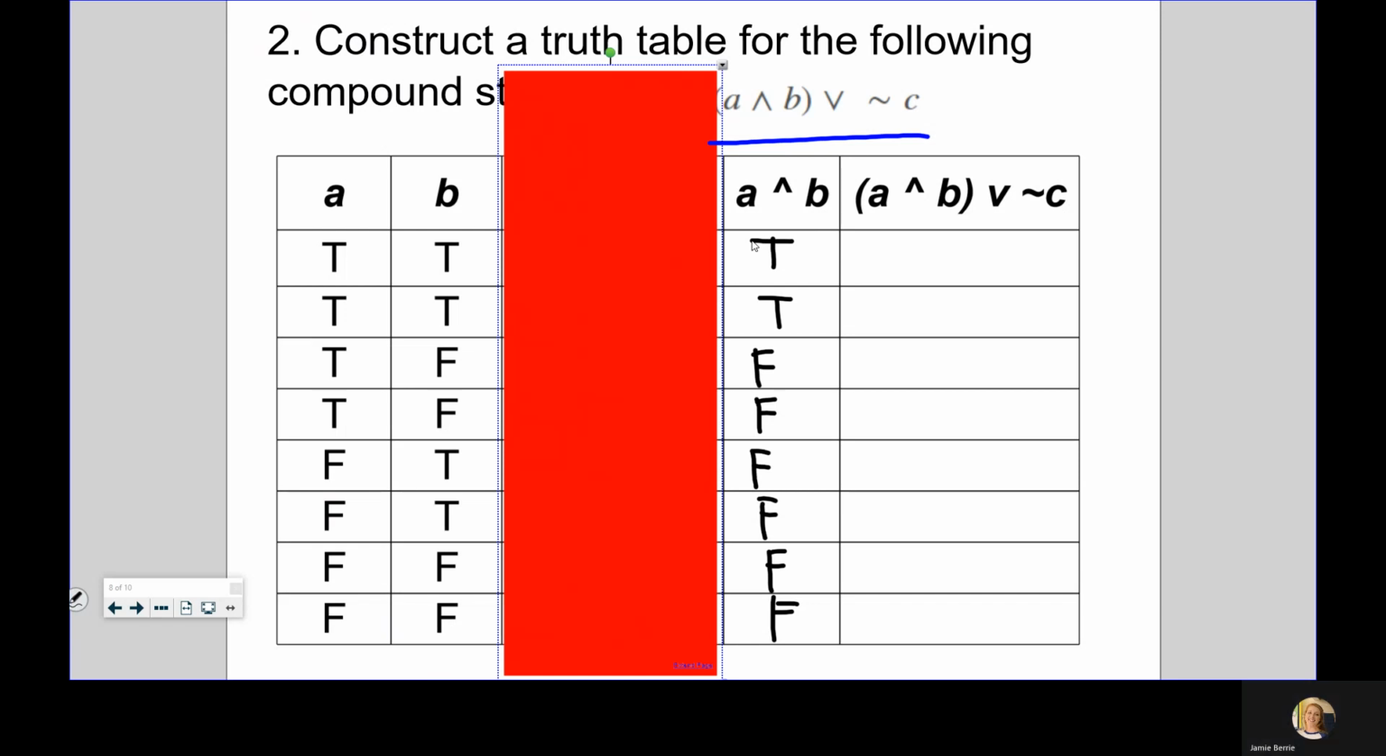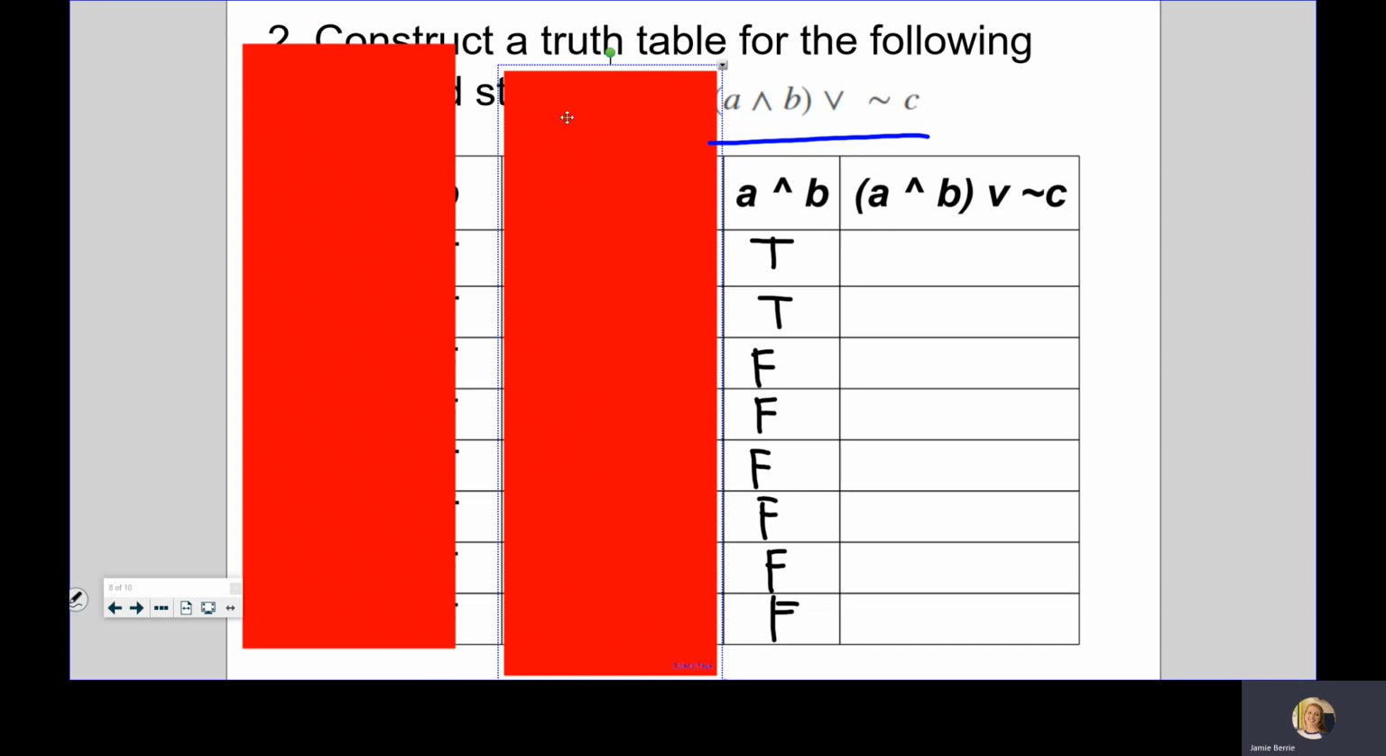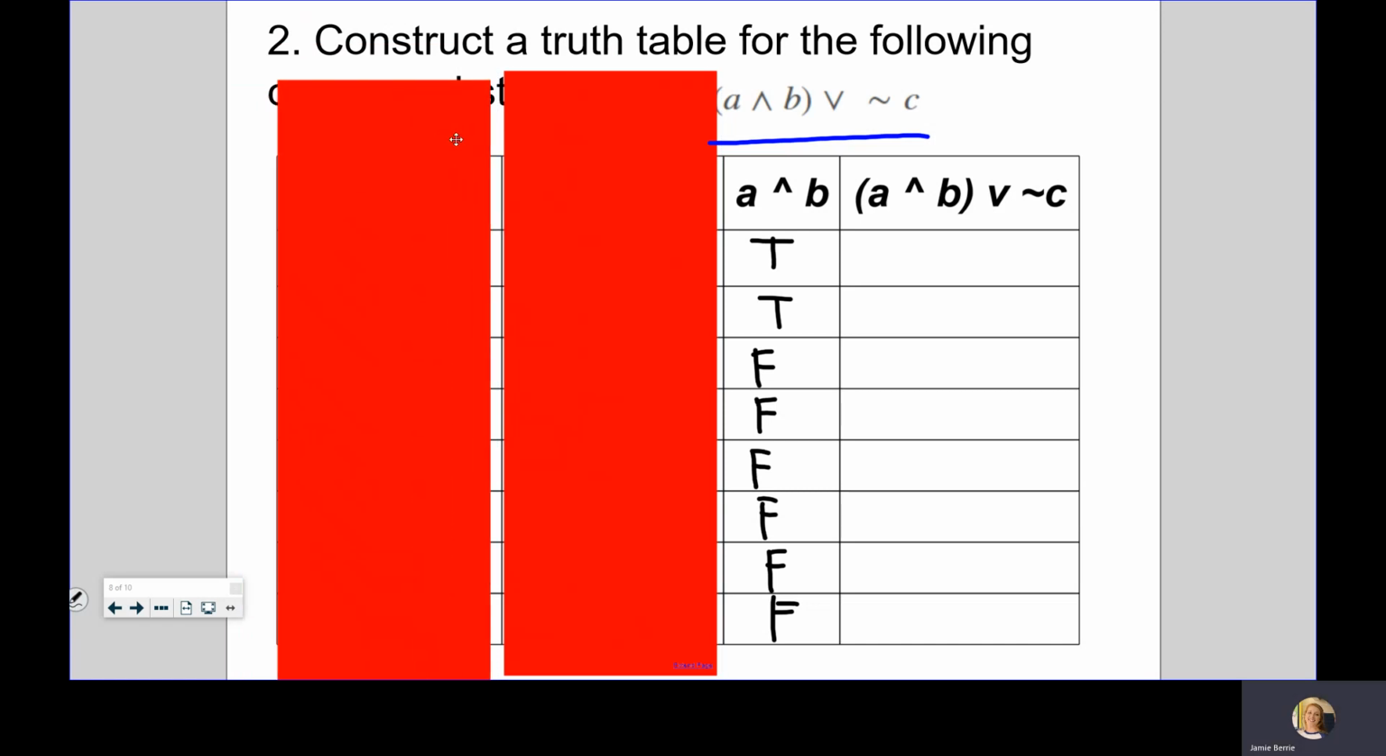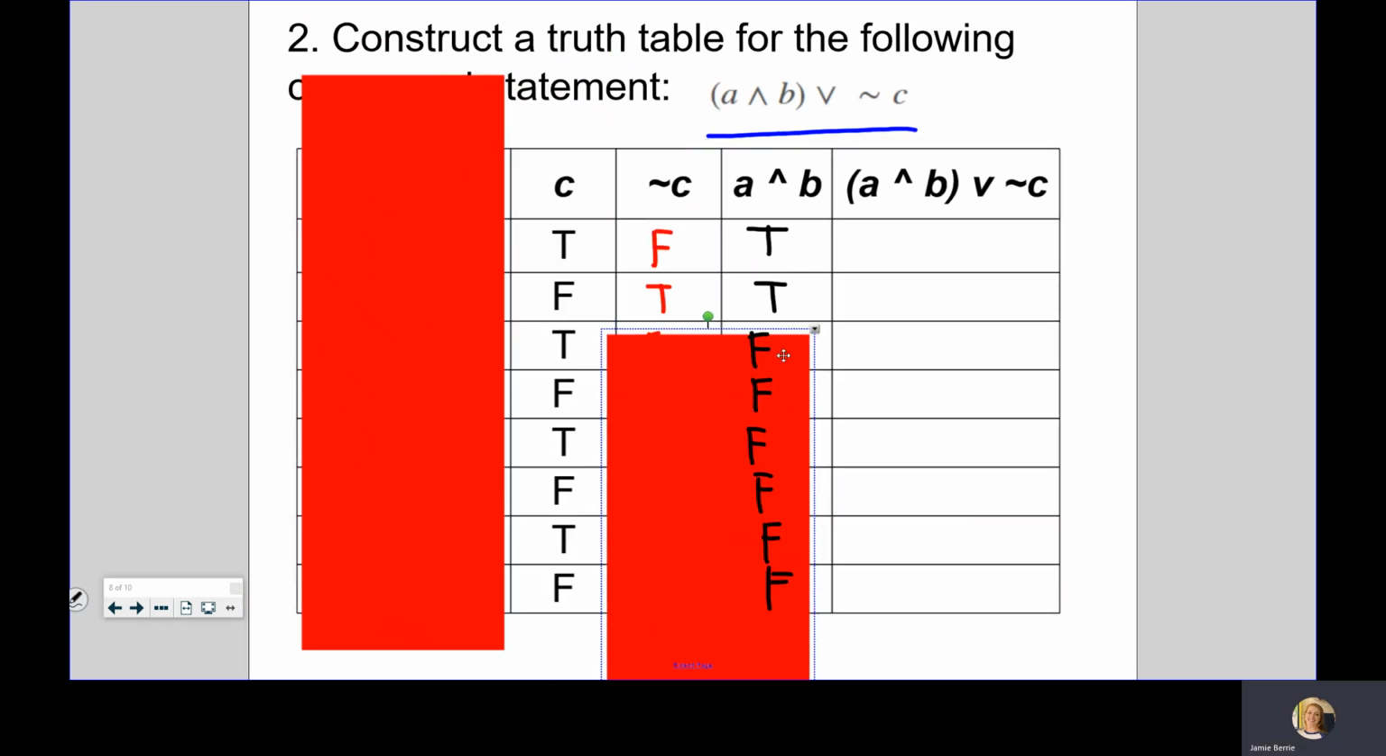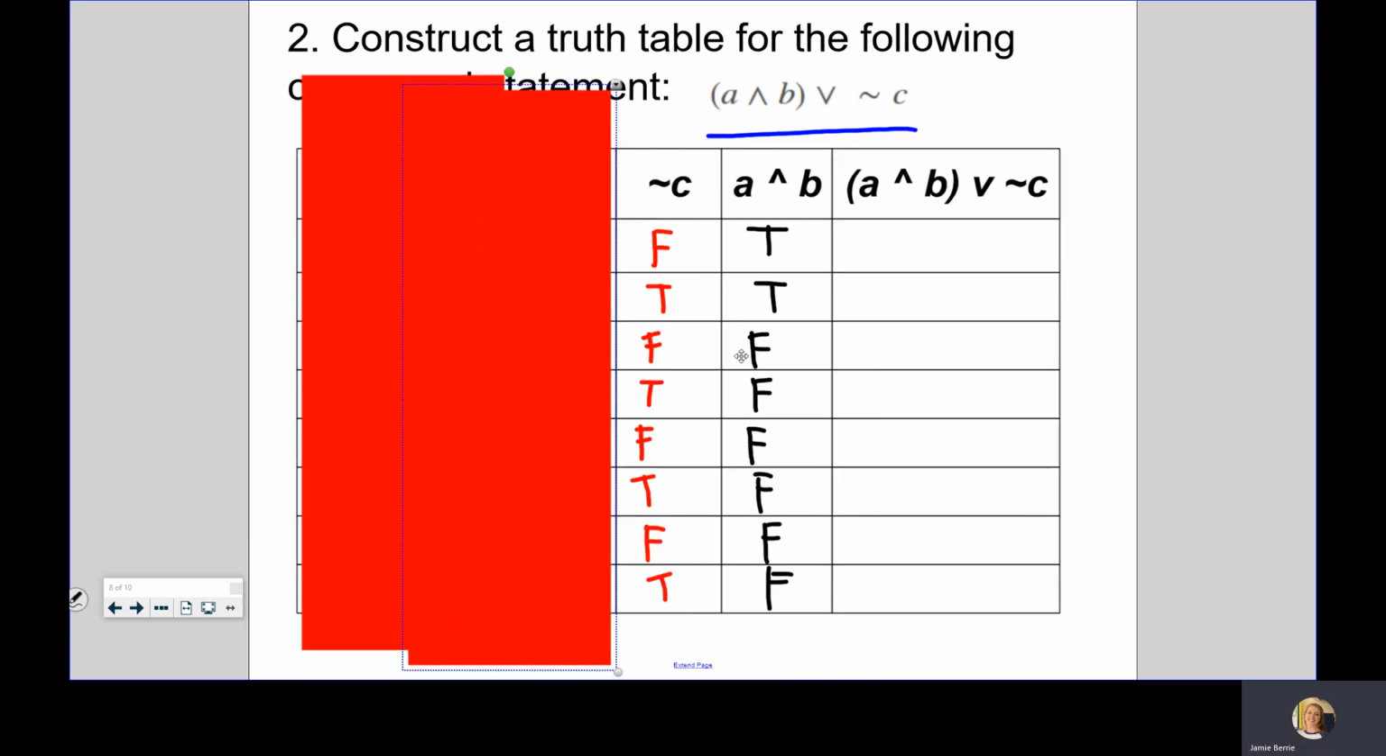All right. Last column, we need A and B, and we need not C. All right, so let's cover up C. Now you have to be careful here because notice the columns are out of order. This is the first part. This is the second part. So that's the first part. That's the second part. So the columns are out of order.